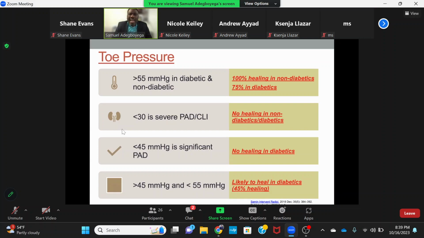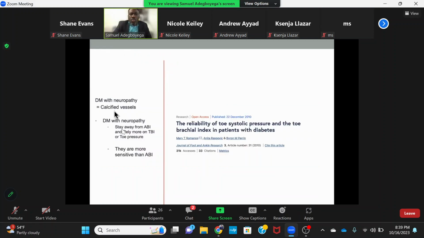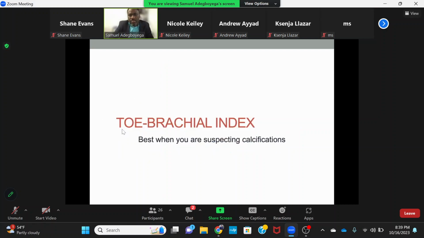Okay. In diabetics, anything below 55 is horrible. So the magic number for toe pressure is anything above 55 will likely heal. Anything below 30 is PAD. Write this down. Remember that. When you have a calcified vessel, most of the time, this patient has neuropathy. So diabetic neuropathy is also equal to calcified vessel. Anytime you see a patient with diabetic neuropathy, please, I beg you, think calcified vessel. Stay away from ABI and go to your microcirculatory testing.